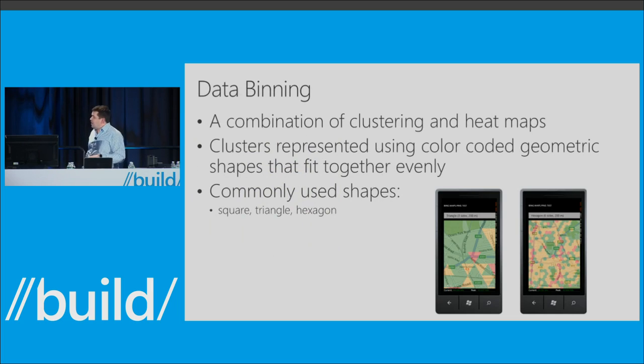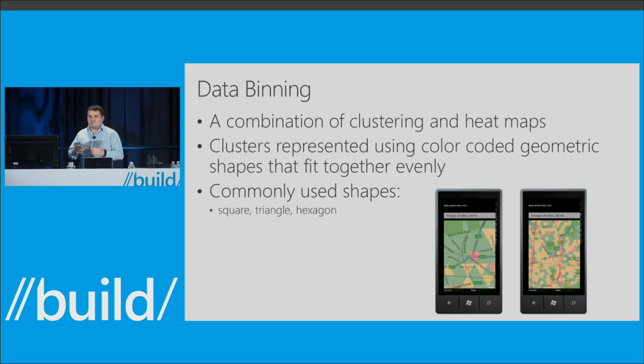Data binning has been around for a while, but it's something I haven't really seen used too often until recently. It's a pretty interesting idea. Again, it's similar to clustering and heat maps, but what it does is break the map up into evenly spaced or evenly fitted geometric shapes. You might use squares, triangles, or hexagons, like we see in these examples here, where all these shapes fit together nicely.